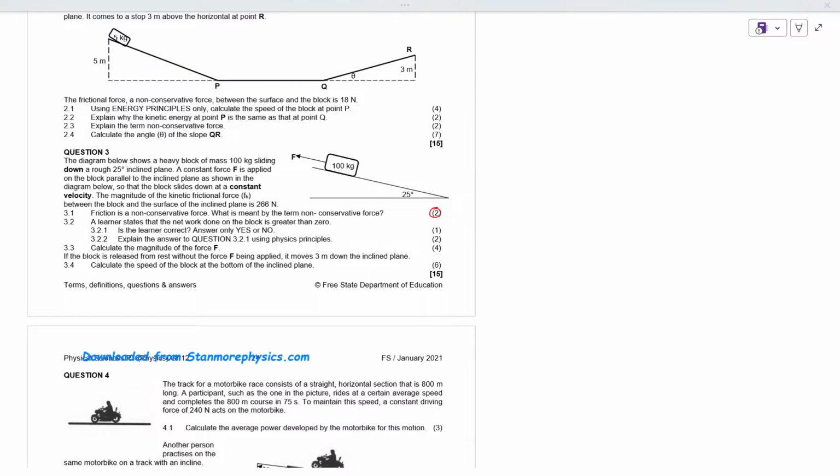The reason you must give is that the learner is not correct, because it says that the work done is greater than zero. But if you check here, they say that it's moving at constant velocity. What you have to know about constant velocity is that the net work done is equal to zero. It won't be greater than zero, because we know that work done is equal to change in kinetic energy.